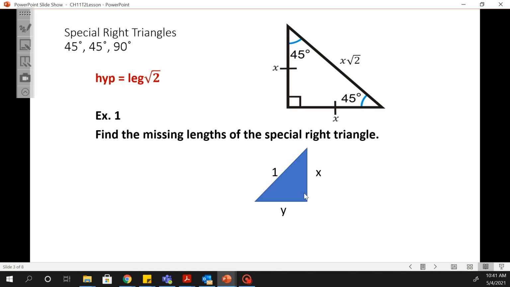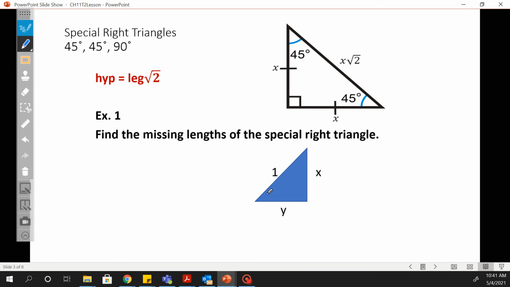There we go. Okay, so find the missing lengths of the special right triangle. We're going to just assume this is a 45, 45, 90. So this is a 90-degree angle, and these are both congruent, meaning they're both 45-degree angles. The hypotenuse is equal to 1. The side lengths are x and y, but remember these side lengths are the same, so we'll just call them both x.